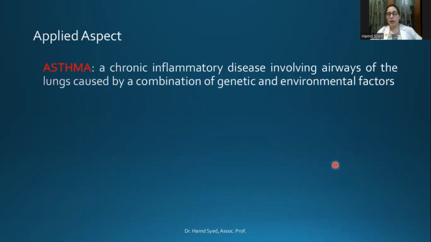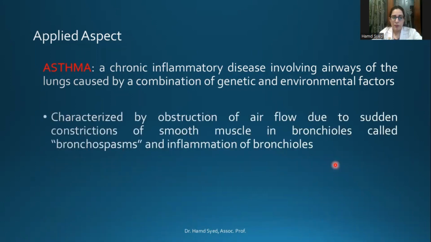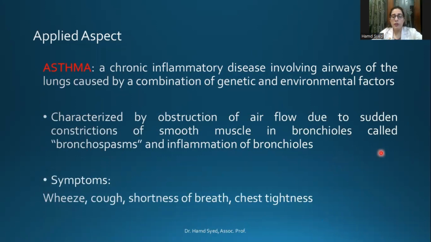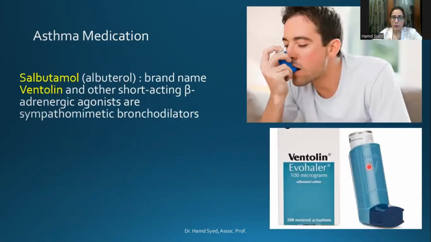So now we're going to talk about asthma. You must have heard about this, and maybe you have some family members or friends who are suffering from asthma. We can define it as a chronic inflammatory disease involving the airways of the lungs, caused by a combination of genetic and environmental factors. It is characterized by obstruction of airflow due to sudden constriction of smooth muscle in the bronchioles, called bronchospasms, and inflammation of the bronchioles. The typical symptoms in asthma are wheeze, the characteristic sound which is produced, cough, shortness of breath, also known by the medical term dyspnea, and a feeling of tightness in the chest region.